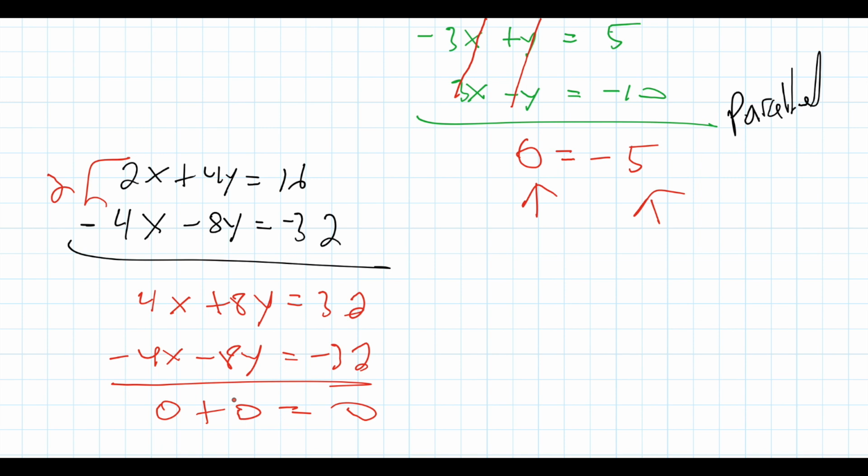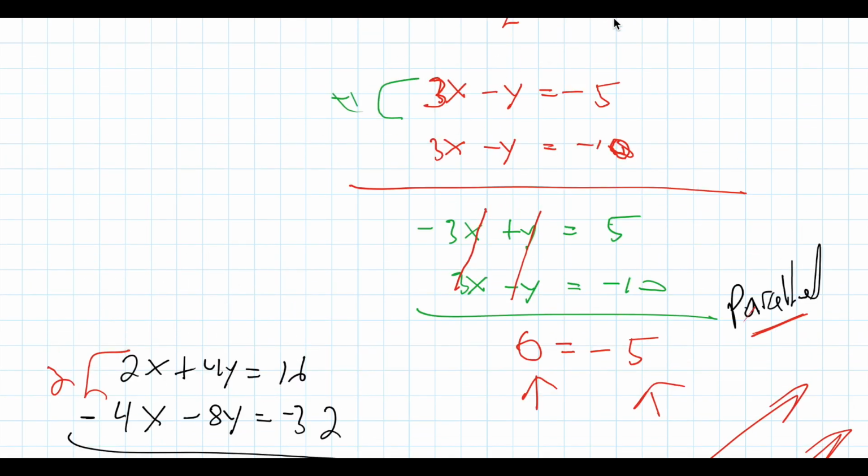So that's one line, that's another line, right? No, it's the same line. How many solutions do they have? Infinite. They have every point in common, right? How many points do these guys have in common? Parallel lines don't have any points in common because they don't intersect. So they have 0 points in common.